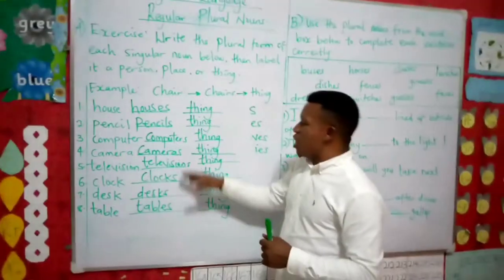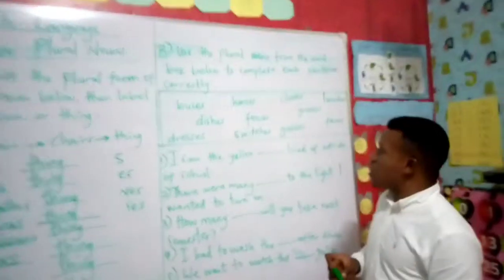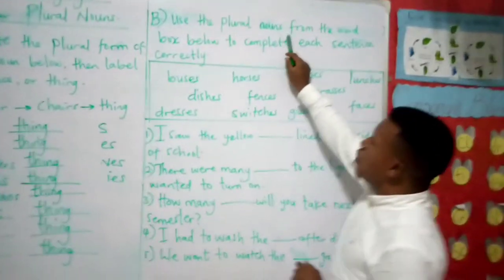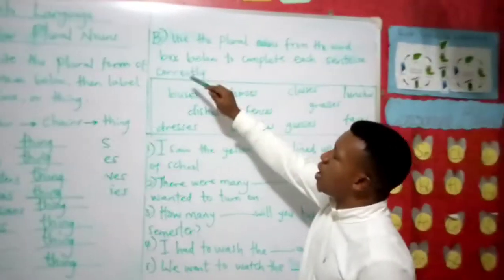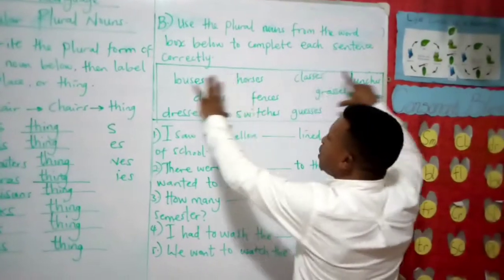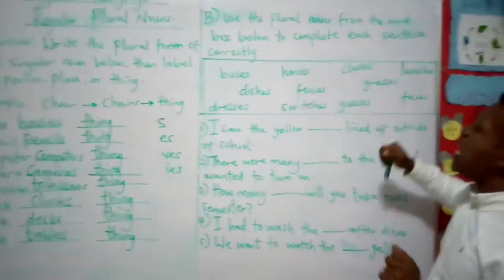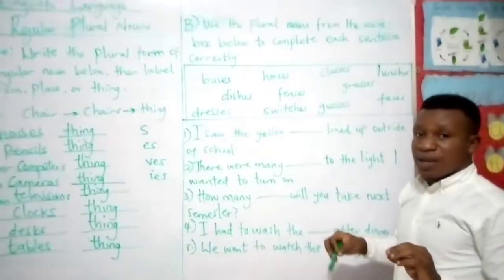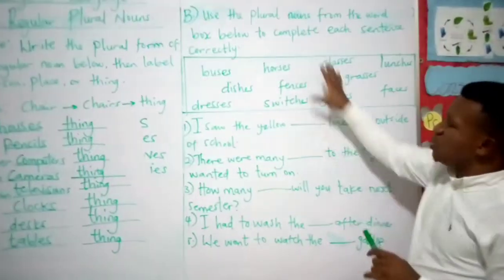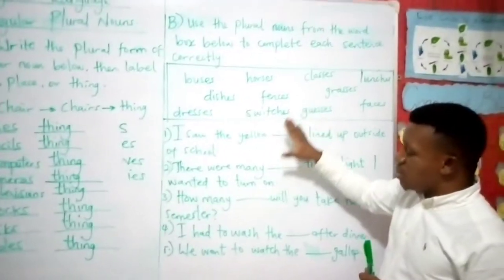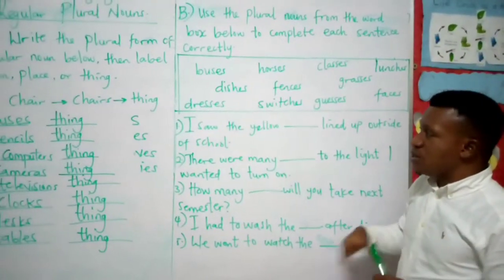Okay, having done this, let's move over to this other section. We'll ask here to use the plural nouns from the word box below. We have a word box here, so we are asked to use the plural nouns below to complete each sentence correctly. We ask to use some of those words to complete these sentences.